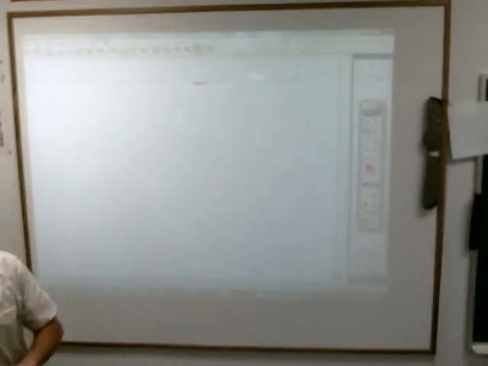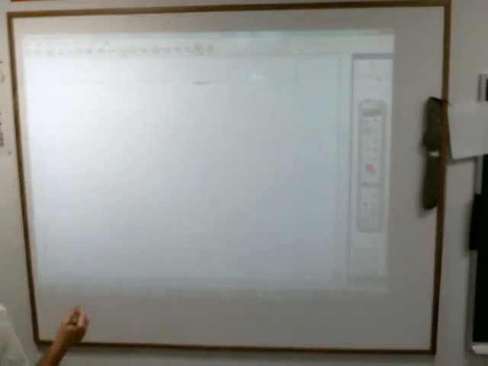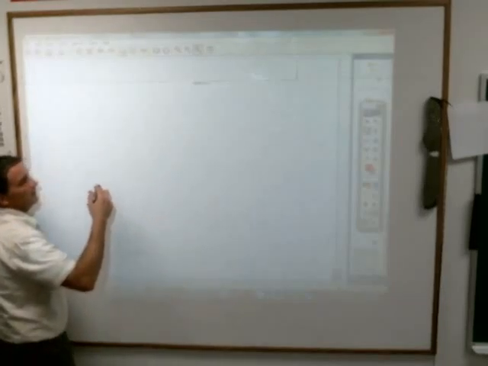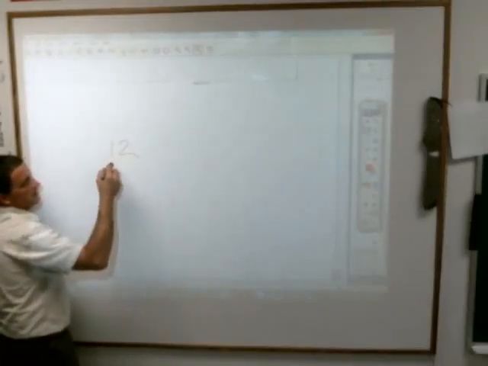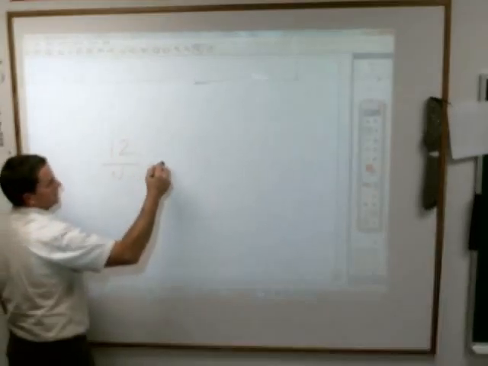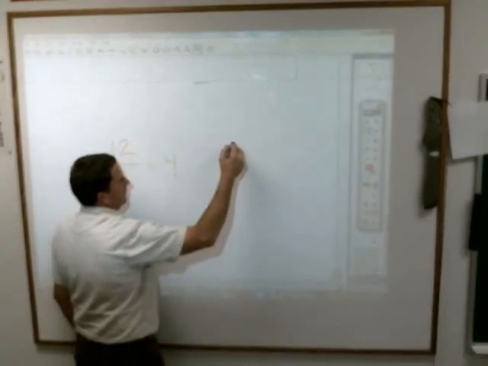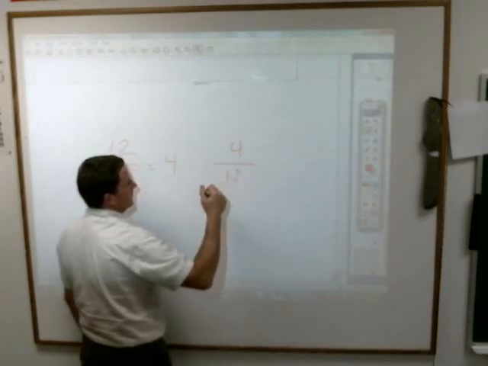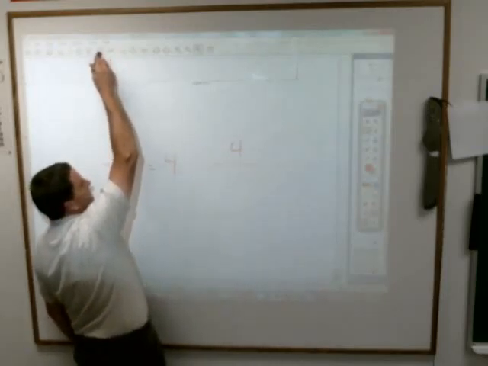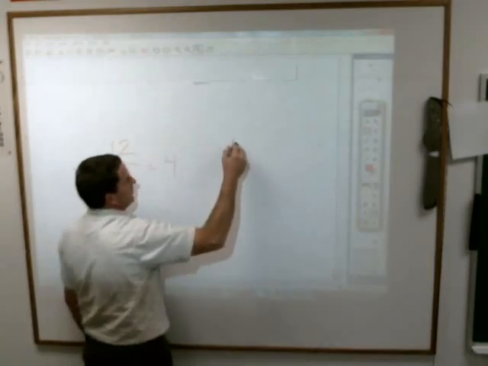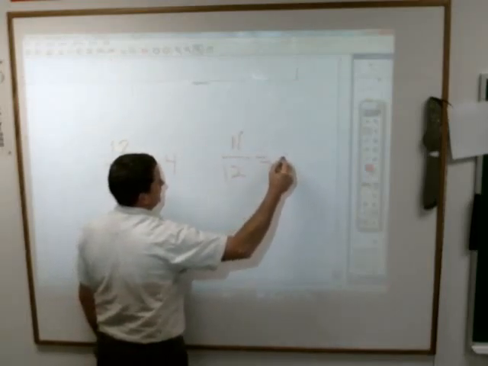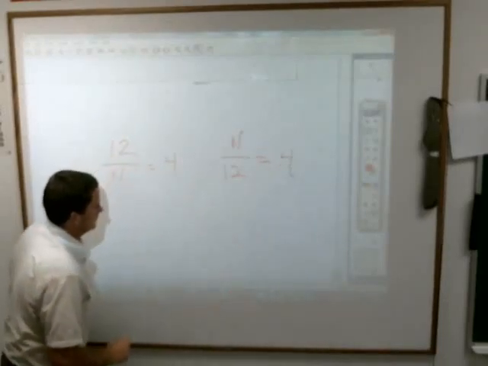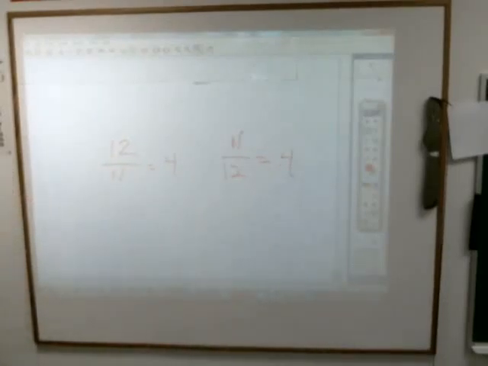But here's what we need to make sure we understand, because multiplication and division are kind of the same. You can have problems that look like this. 12 divided by what number is 4? What number divided by 12 is 4? I think those are the two different choices there. Take a look at those two things because they're not the same answer.